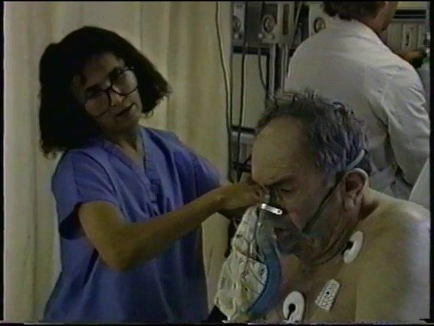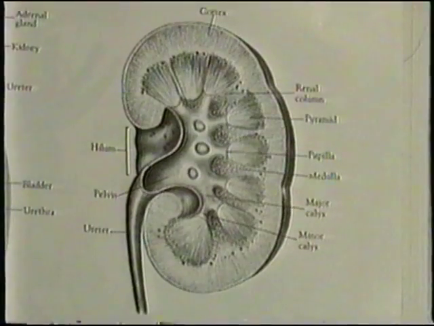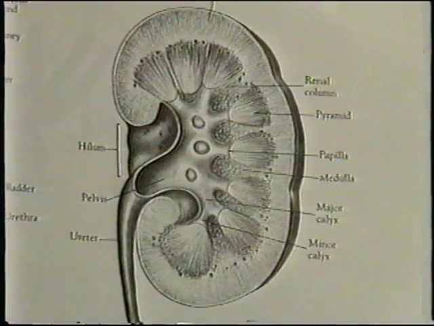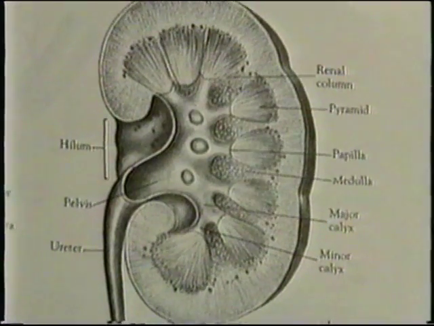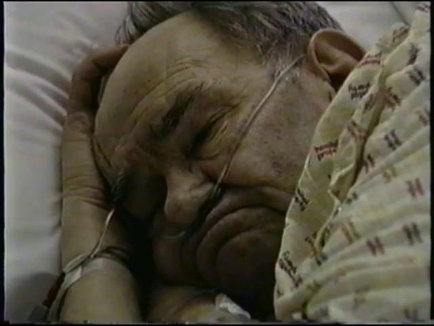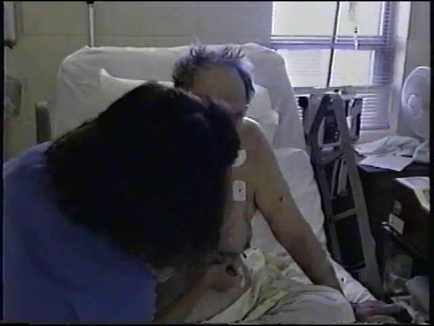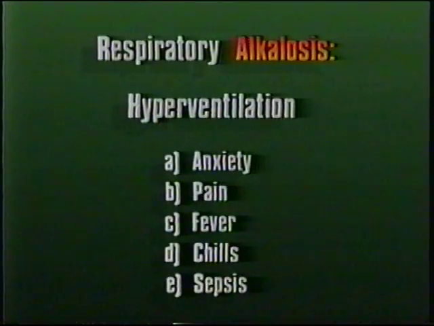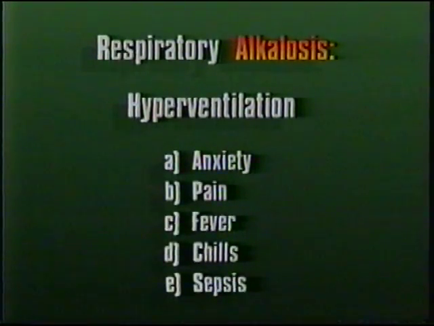The body's own compensation for respiratory acidosis is decreased excretion of bicarbonate by the kidneys. But as mentioned earlier, this process does not begin for 24 hours. If a low PO2 or O2 sat is also present, the patient should be placed on oxygen therapy. The main factor associated with respiratory alkalosis is a CO2 level below normal. Respiratory alkalosis can be caused by hyperventilation resulting from increased anxiety, pain, fever, chills, or sepsis.